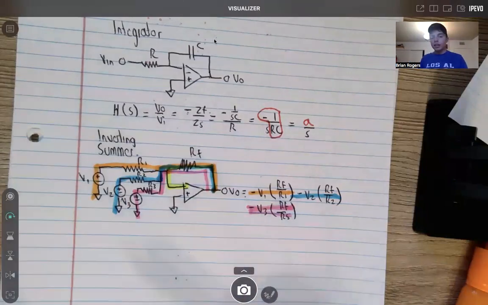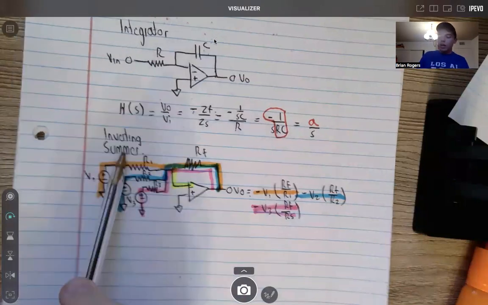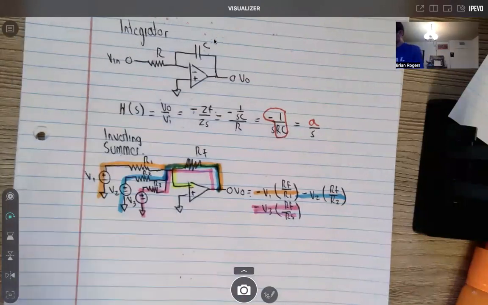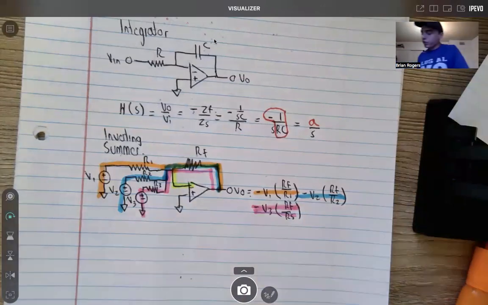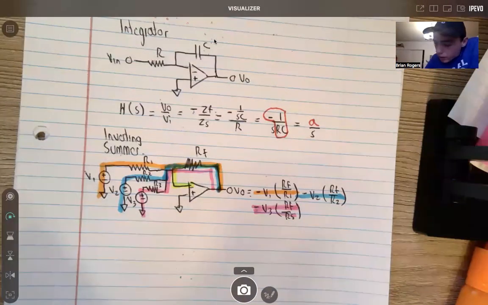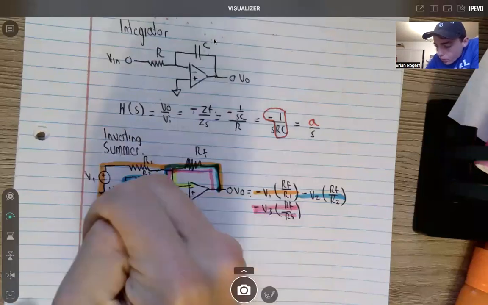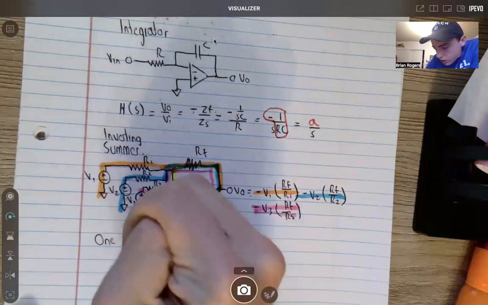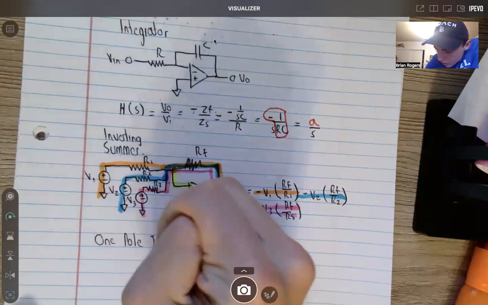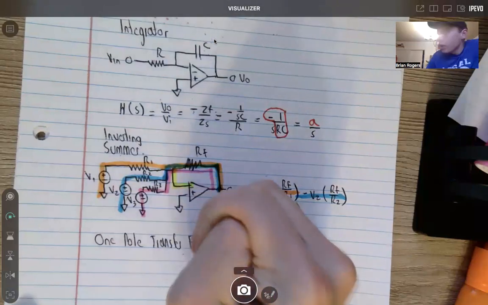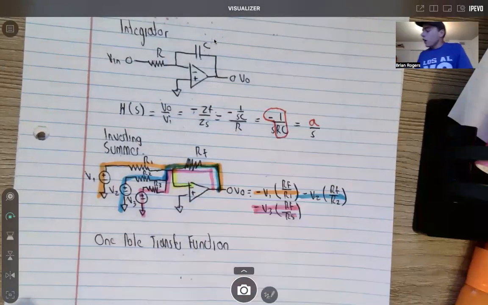So I find that better than his explanation because I find it matches the name of it more, the inverting summer. And then the one pole transfer function. So this is the other one, the one pole transfer function. So how do we get this?